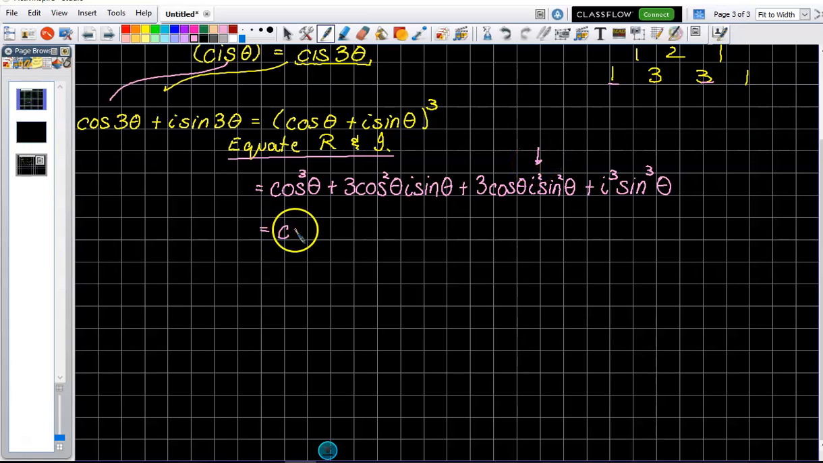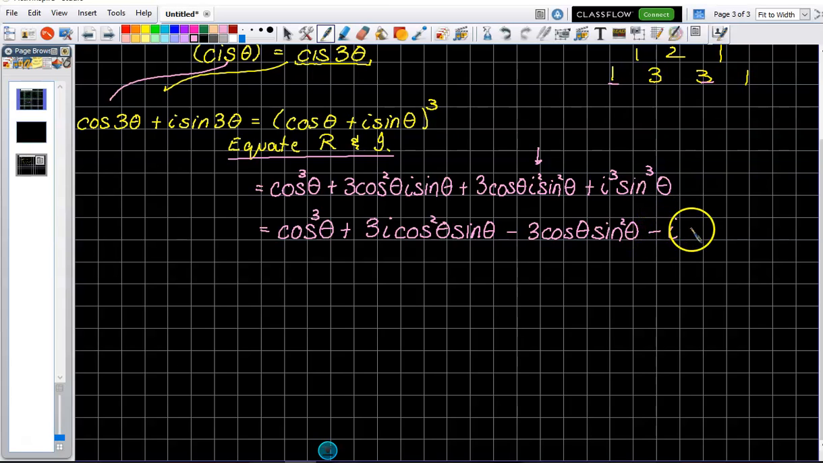The i squared, yep. So if I just simplify, I've got cos cubed theta plus 3i cos squared theta sine theta, and then minus 3 cos theta sine squared theta, and then i cubed will be i squared times i, so it's going to be minus i sine cubed theta. And you'd like to think, huzzah, it's all done. Not yet.